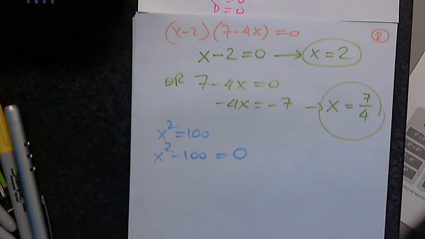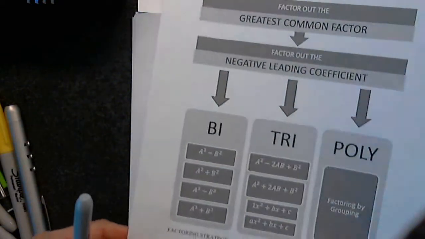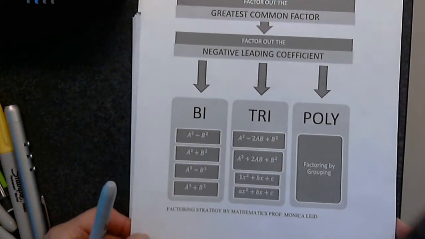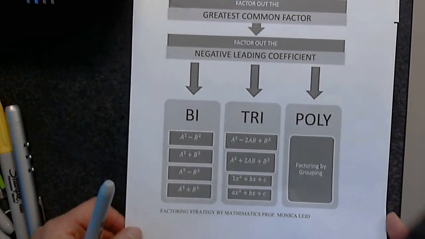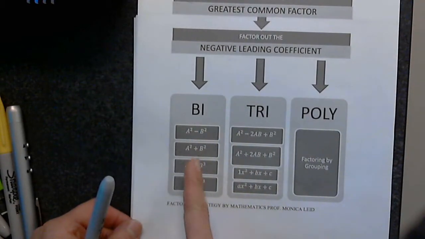How do I change the left-hand side into a product? I want to change x squared minus 100 into a product. Okay, it's in descending order. It's a binomial. No negative leading coefficient, no special product, no greatest common factor. So I'm here now.